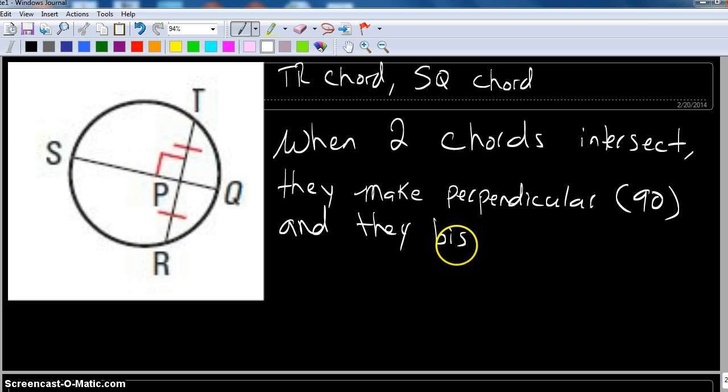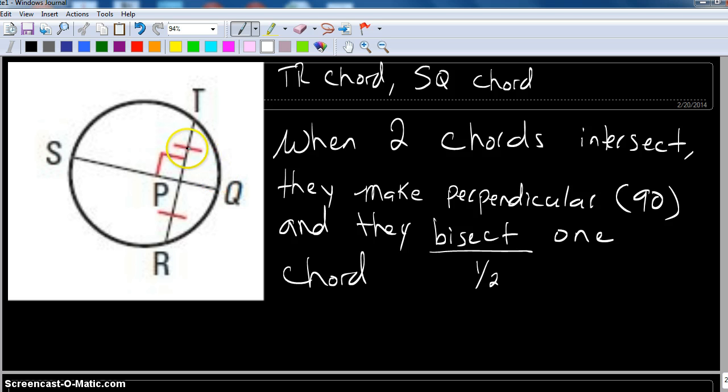they bisect one chord. Now, bisect means to cut in half. So we cut it in half. That's why they have these little lines here. So then TP is equal to PR. They're the same. That's why they have the little segments there.